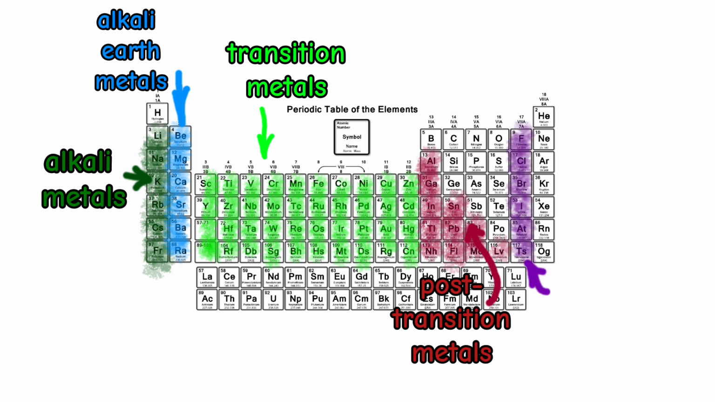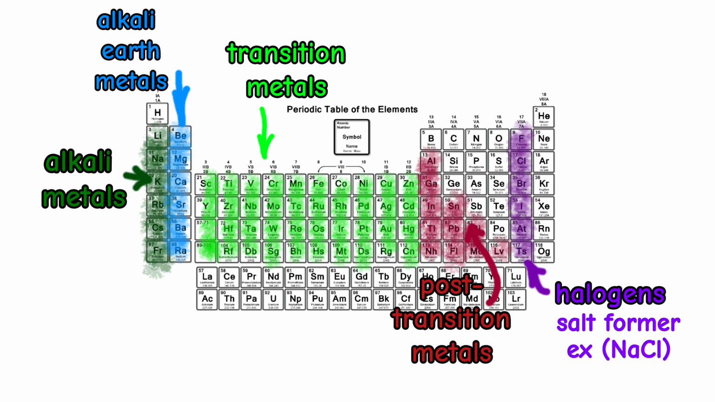These elements are called halogens. The term halogens means salt former because halogens form stable and solid compounds known as salts. The most familiar is sodium chloride, known as common salt.